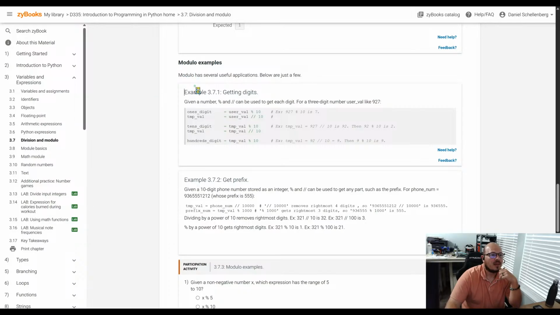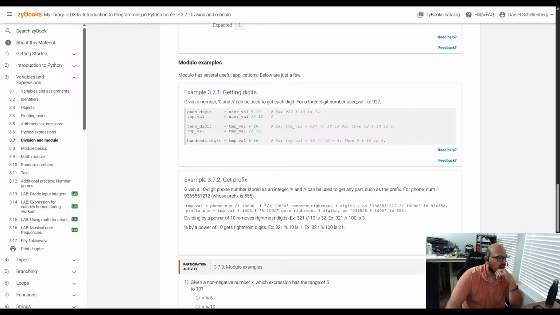Anyway, modulo has several useful applications. Below are just a few. Given a number, modulo and floor division can be used to get each digit. For a 3-digit number, user_val like 927, the ones digit is user_val modulo 10. Example, 927 modulo 10 is 7.